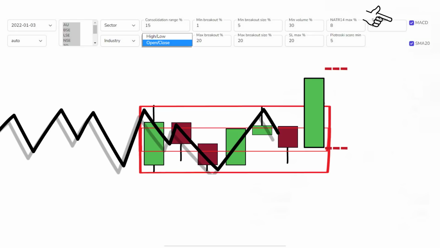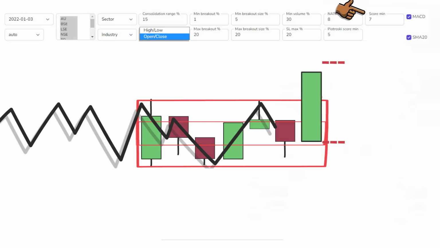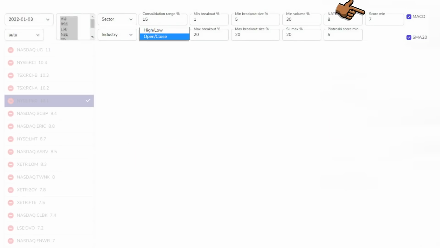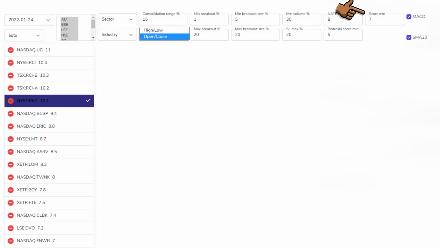We also have 2 checkboxes ensuring the weekly MACD is above the signal line and price is above the 20-week moving average. Our final filter is the score. The score is calculated from several aspects, each weighted accordingly. The higher the score, the better. And in this example, we see the scanner presented several stocks scoring above the minimum score of 7.